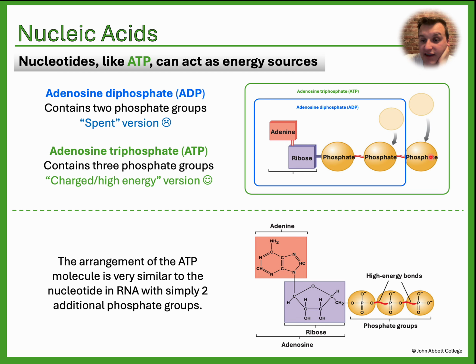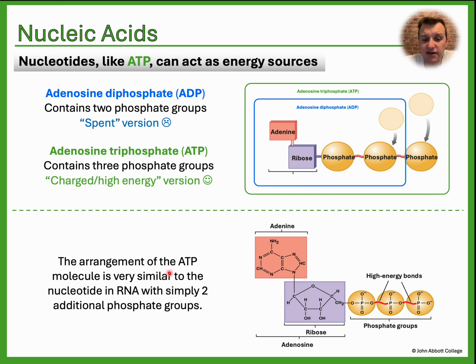Adenosine triphosphate, if I add another phosphate here, it contains 3 phosphate groups. 1, 2, 3, adenosine triphosphate. This contains 3 phosphate groups and it's charged. It's high energy. This is a good energy molecule for you to do work in your cell, okay? And I'll explain why this is.